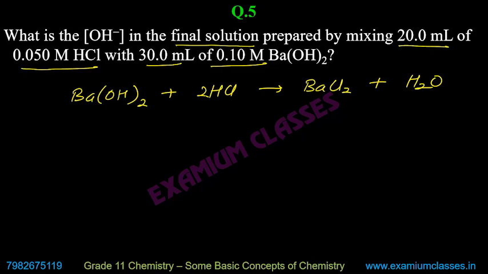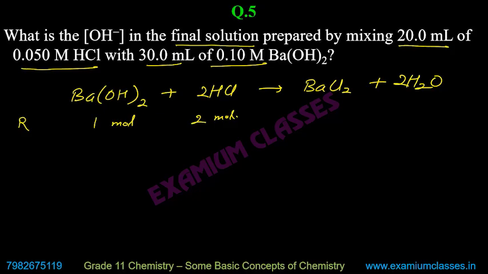So 2H2O. Yes, sir, 2H2O. Now it is balanced. Now, according to this reaction, 1 mole of barium hydroxide reacts with 2 moles of HCl. Balanced equation. Stoichiometric ratio.